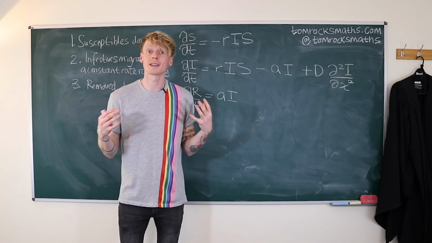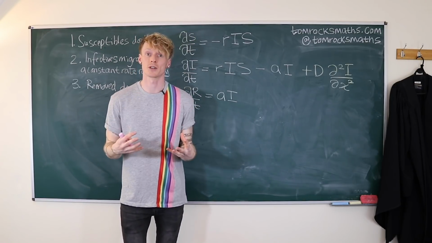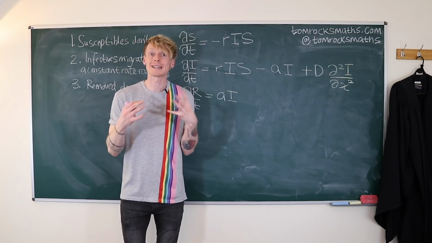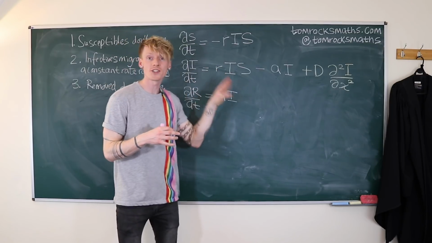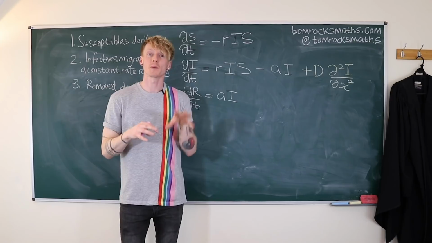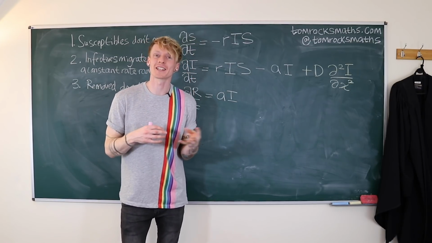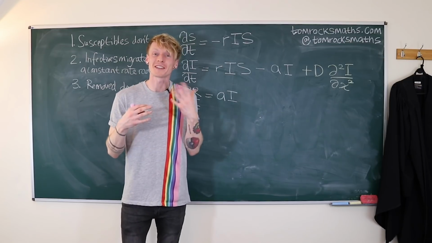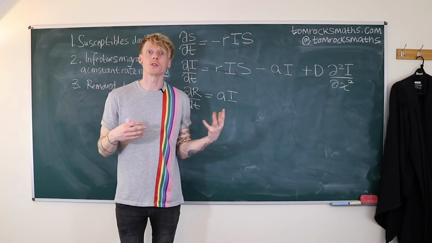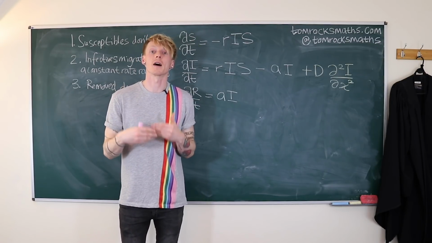To begin to analyze the equations, we first do something called non-dimensionalization. The details here are not that important, but the key idea is to take all of the constants that are in our equations and then combine them in such a way that we get one key parameter. And when we do this, we actually see that the parameter that appears is this reproductive number R0 that we saw in the first video about the basic SIR model.